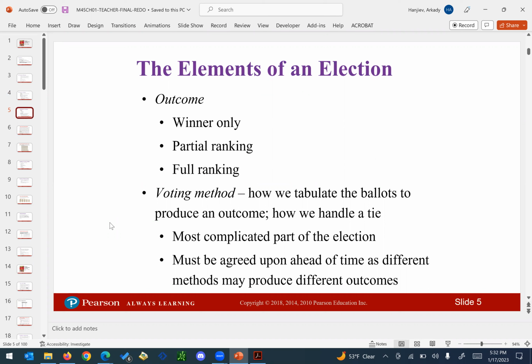Then you have a partial ranking. This is top, this is the first, second, third, or then you have the full ranking. And then this is the system of voting, how we tabulate the ballots to produce the outcomes.